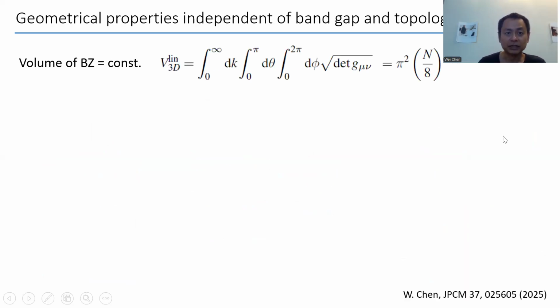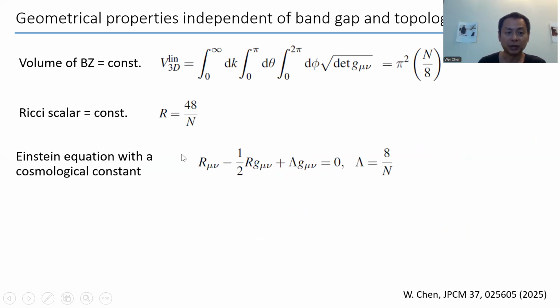And what I found in 3D is also quite interesting. First of all, the volume of the Brillouin zone is once again constant and is once again only determined by the dimension of the Dirac Hamiltonian. And the Ricci scalar is again constant. So once again, this means that your momentum space is uniformly curved everywhere. And remarkably, the Einstein equation is satisfied with a finite cosmological constant that is determined by the dimension of your Dirac Hamiltonian.